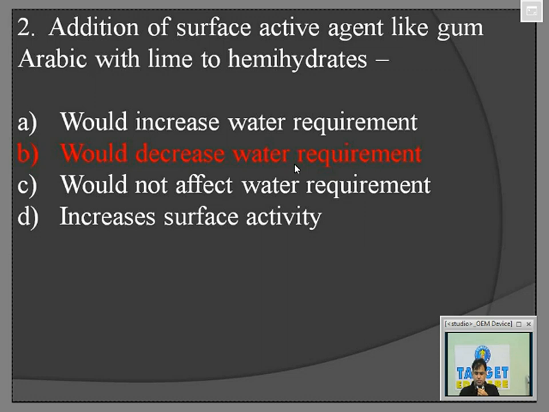Any doubts in these two questions? Okay, the first one or the second one? Okay, I'll go back to the first question.